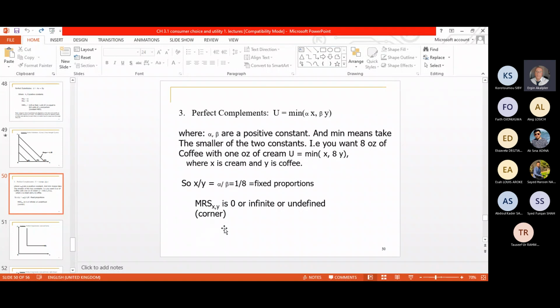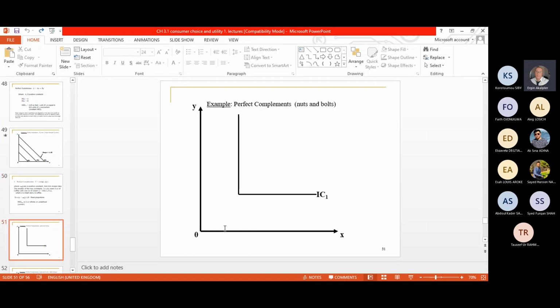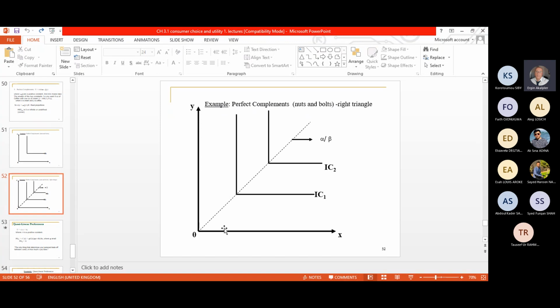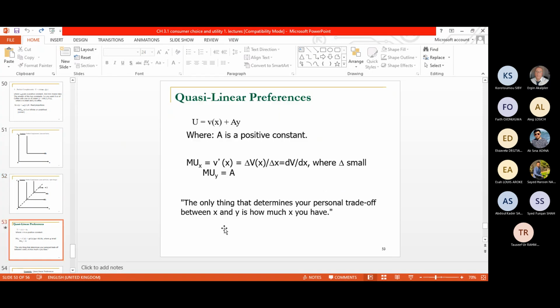Then x to y is alpha to beta, which is equal to 1 over 8, a fixed proportion. The marginal rate of substitution here is, of course, 0 or infinite or undefined at the corner. Then the perfect complements are represented here by the nuts and bolts, as indicated. As you see, it intersects the origin and has slope alpha over beta.